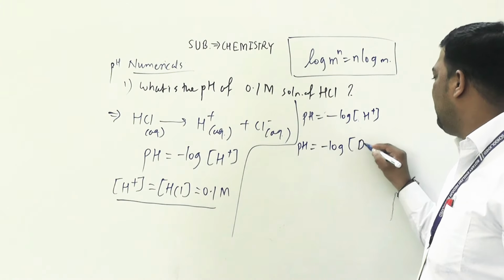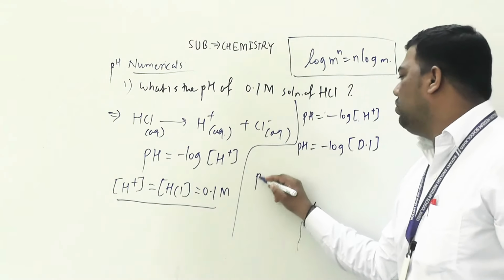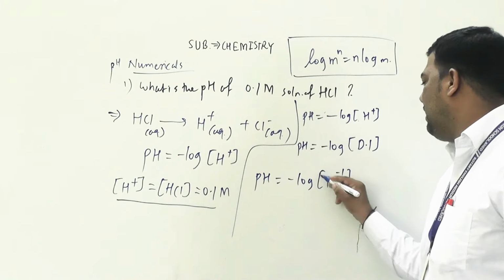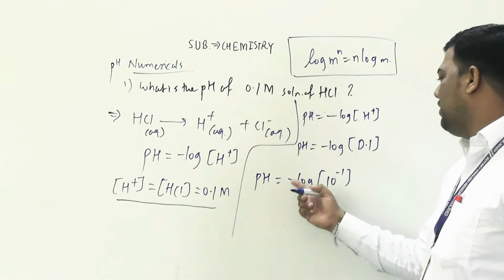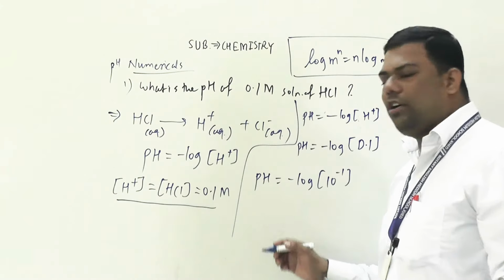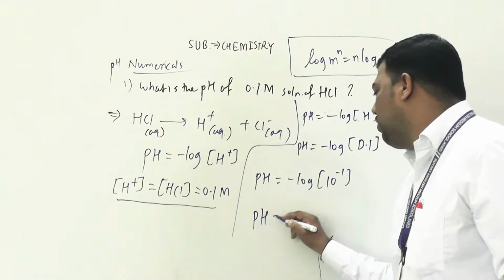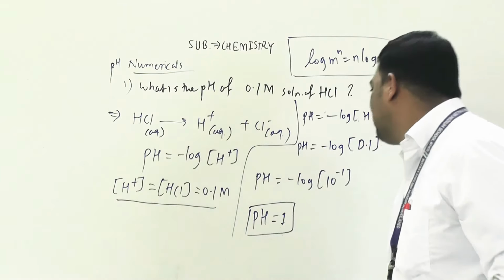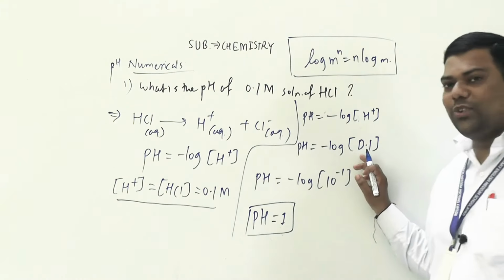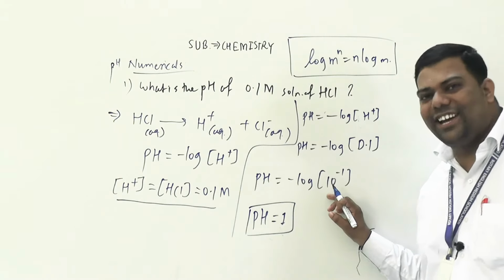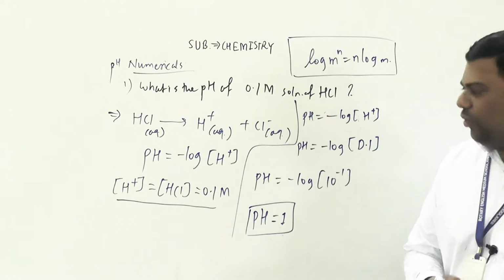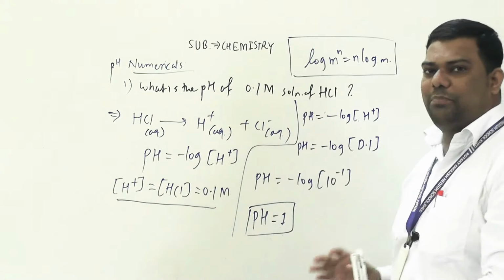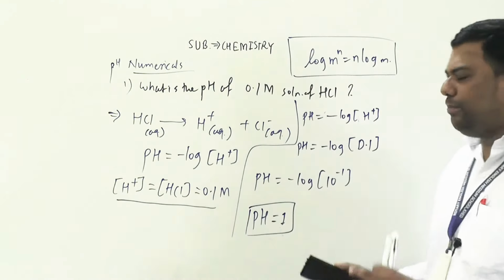Can I write 0.1 like this? pH is equal to negative log 10 raised to minus 1. Minus minus becomes plus, and log base 10 of 10 is 1, so pH is equal to 1. Understood? You must know that 0.1 we can write as 10 raised to minus 1. This is the beauty of pH numericals. I hope you understood this.